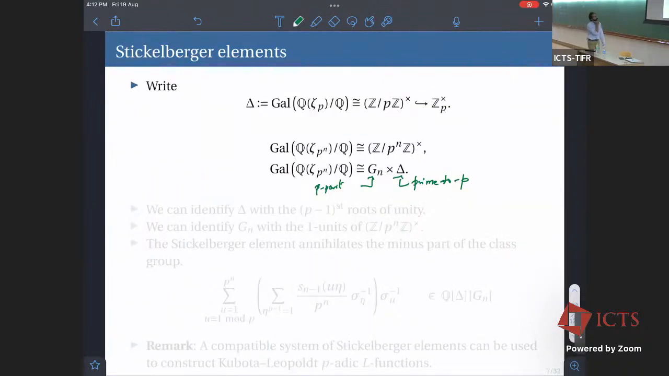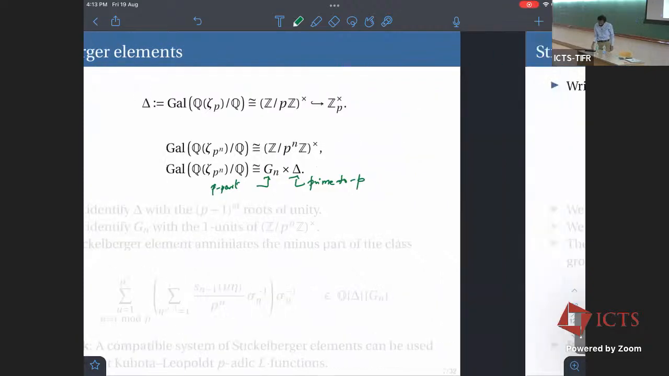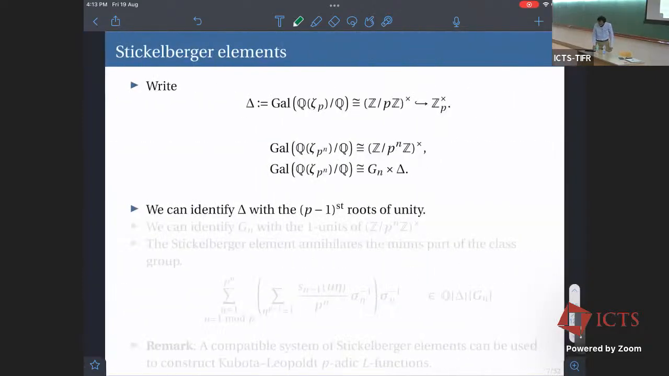But delta is just isomorphic to (Z/pZ)^×. And so under this isomorphism, identifying the Galois group of Q(zeta_{p^n}) over Q with (Z/p^nZ)^×, the subgroup delta can be identified with the (p−1)st roots of unity inside (Z/p^nZ)^×.